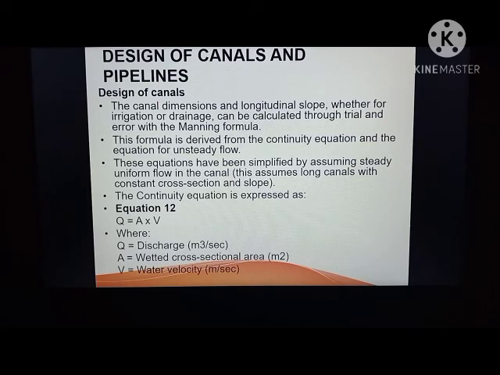The continuity equation is expressed as Q equals A multiplied by V, where Q is equal to discharge, having a unit of cubic meter per second. A is equal to wetted cross-sectional area, having a unit of square meter. And V is equal to water velocity, having a unit of meter per second.